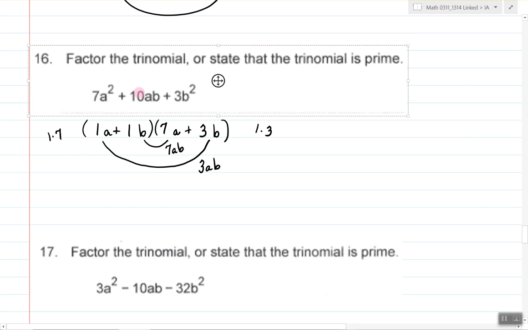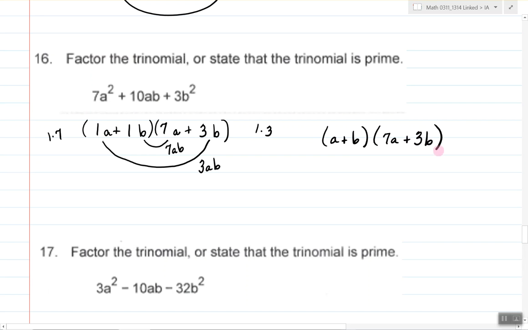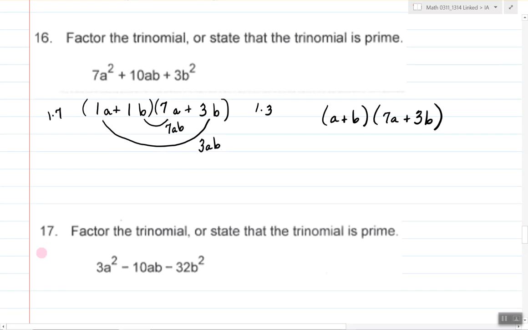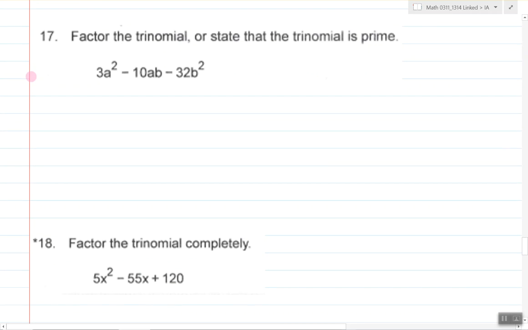When you type it in MyMathLab, you would of course not write the ones, so it will look like a plus b parentheses 7a plus 3b. I always write the ones to make it exceptionally clear about what I'm using, but don't type them in to MyMathLab. Let's look at 17.